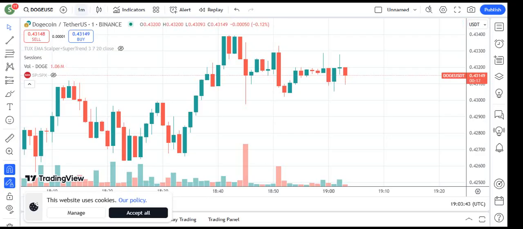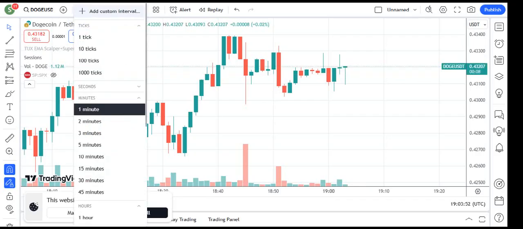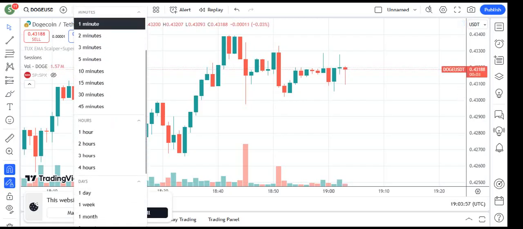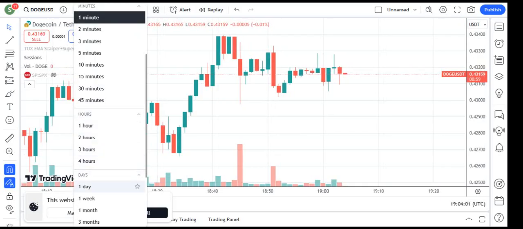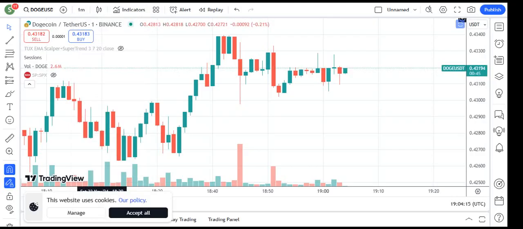Now, look at the top left here where I have 1M. This means 1 minute. I can change the time frame of this chart. By clicking on it, you see I have 1 minute, 2 minutes, 5 minutes, 15 minutes, 30 minutes, 1 hour, 45 minutes, 4 hours, 1 day. I love the 4 hours and 1 day because it helps me map out good resistance and support points that I'm confident I'll be able to get my money from. Now going back to the 1 minute time frame, let me go back there.